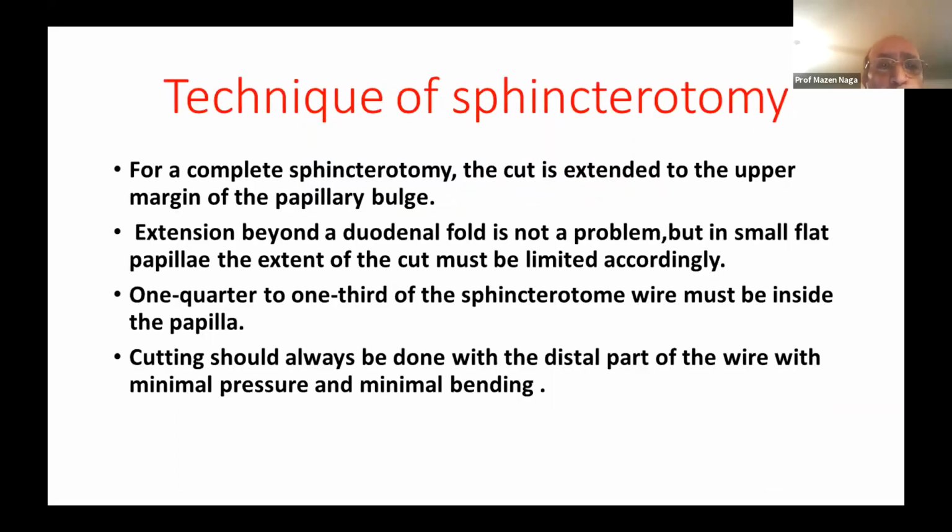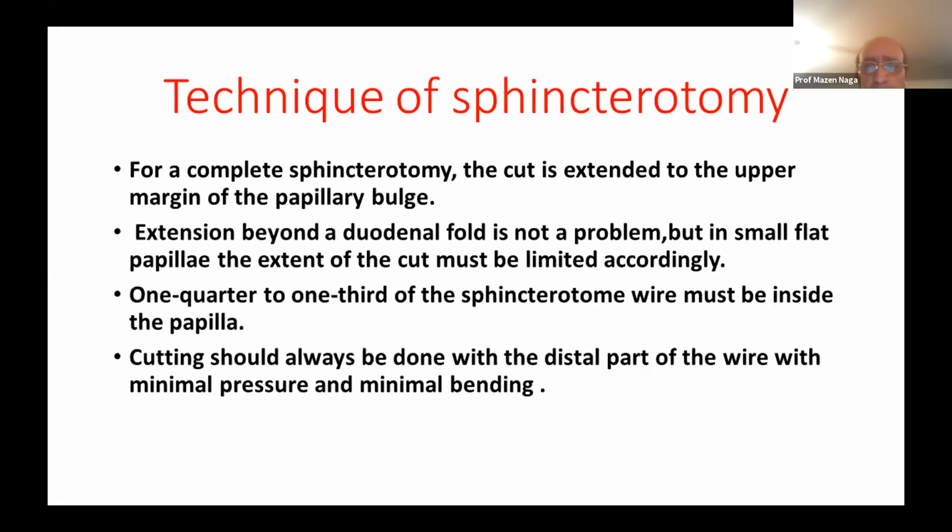Technique of sphincterotomy. For complete sphincterotomy, the cut is extended to the margin of the papillary bulge. Extension beyond the duodenal fold is not a problem, but in a small papilla, the extent of the cut must be limited accordingly. We use 1/4 to 1/3 of the sphincterotome wire. If we put more than this inside the papilla, with coagulation current the papilla will swell by inflammation and edema, causing pancreatitis and making cannulation very difficult. So only 1/4 to 1/3 of the sphincterotome is used for cutting.